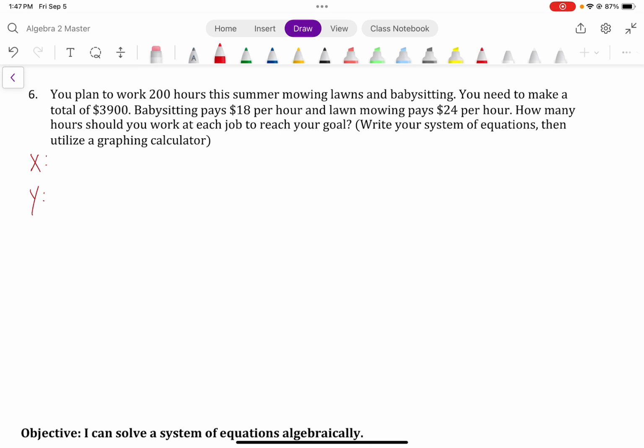The two things these are going to represent is the number of hours we're working for each job. Since babysitting is mentioned first as a specific amount here, I'm going to say that x is hours spent babysitting. And as a result, y is hours spent lawn mowing. Since we get to define our own variables, if you have these variables flip-flopped, that is perfectly okay. Your equations will look slightly different, but it's going to give you the same information.